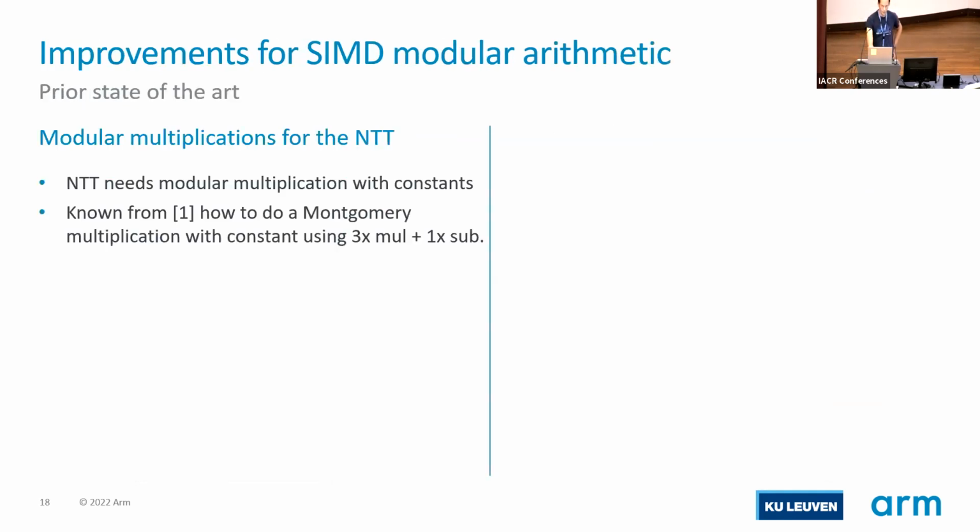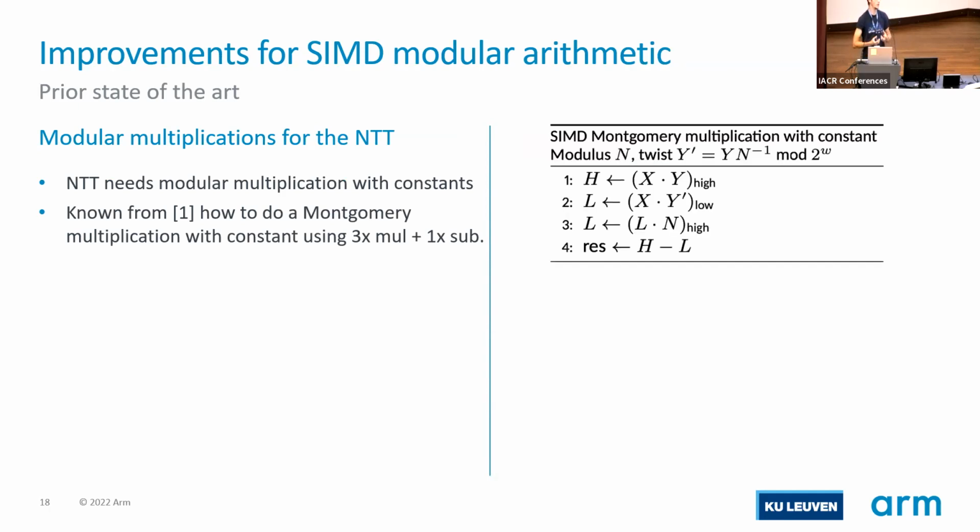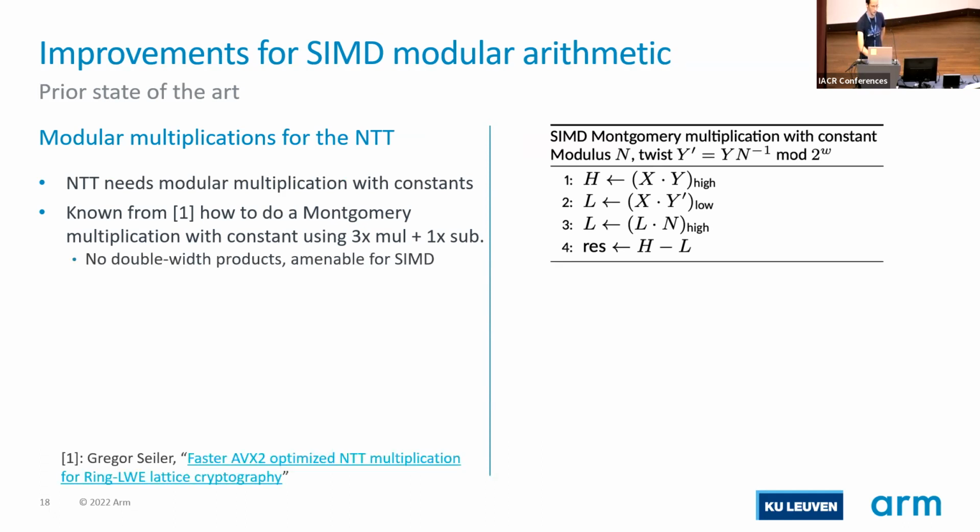For the NTT itself, we also made some improvements. You know that the NTT heavily relies on modular multiplication with constants, which is typically done by 3 multiplications and an addition or subtraction. And for SIMD, it's important that those multiplications are either high or low multiplications, but they are never double width multiplications, which helps the implementation in SIMD.